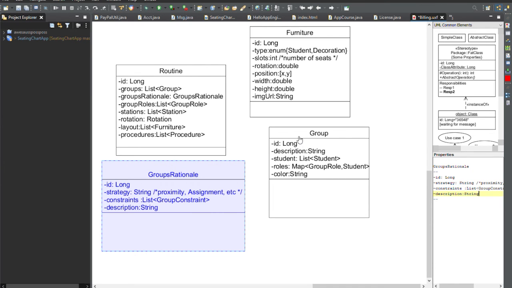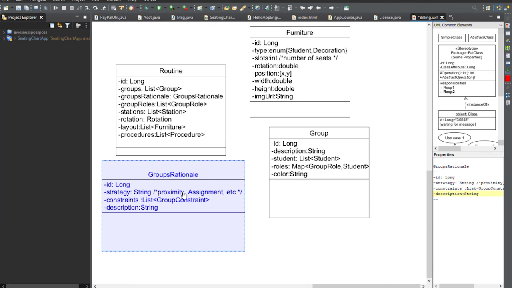All right. So kind of continuing on with this group rationale, knowing that we're going to need something called group constraints, like a list of constraints and a description. And what necessarily is a group constraint? Well, there could be a size constraint, right? A size limit, no less than 3, no more than 5. And those would be constraints.